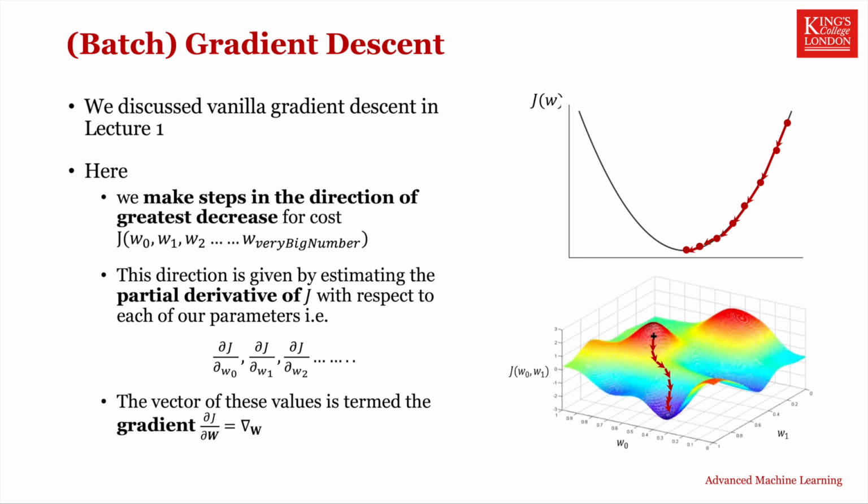Then, to estimate this direction, as we saw in week 1, we need to estimate the partial derivatives of our cost with respect to each of our parameters. The gradient, therefore, is a vector which defines the direction of steepest descent for this entire feature or parameter space. So here, where there are 2 parameters, it's a 2D vector, but if there were n parameters, then the gradient would be n-dimensional.